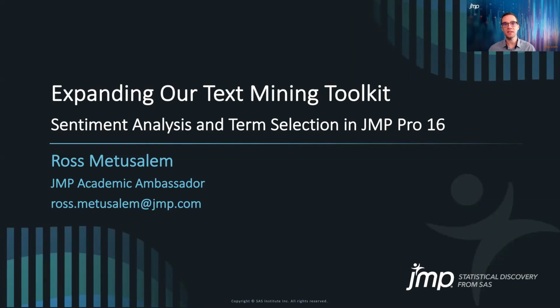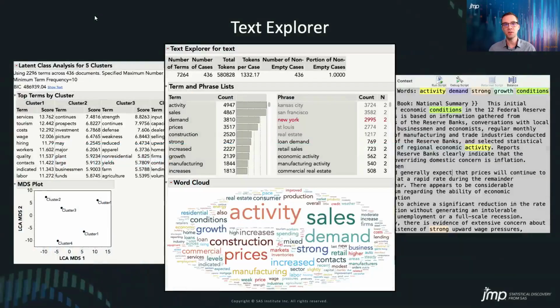So sentiment analysis and term selection are two new additions to JMP's Text Explorer, which is a general-purpose text mining tool. So you can use this to derive quantitative information from what we commonly call free or unstructured text data. So this might be anything from deriving word frequencies so that we can make a word cloud, to performing latent semantic analysis so that we can cluster semantically similar documents. So the two capabilities we're going to see today are capabilities within the Text Explorer tool.